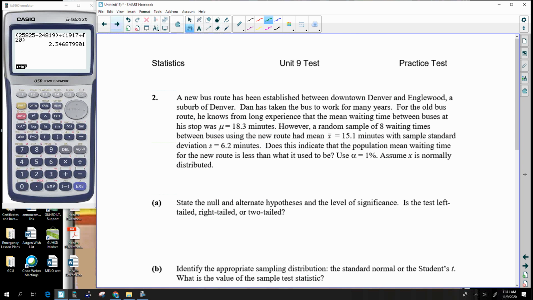All right, next problem. This is an S. Average sample weight times alpha. Is it less than what it used to be is the question. I think that's all that I need to know.